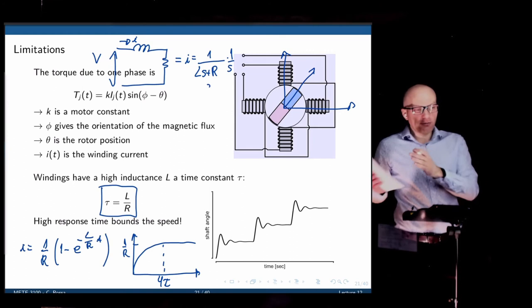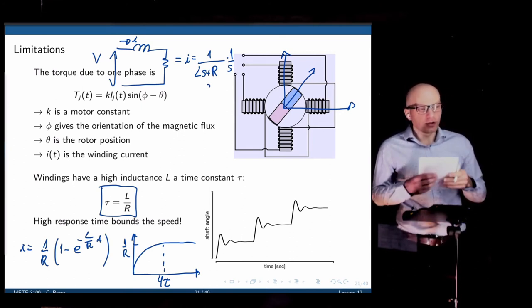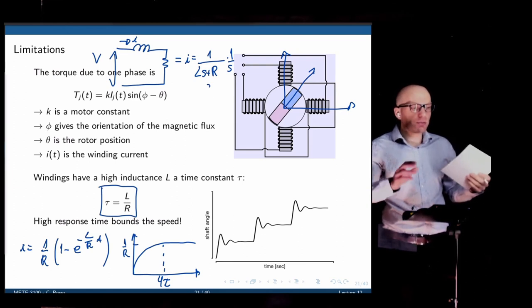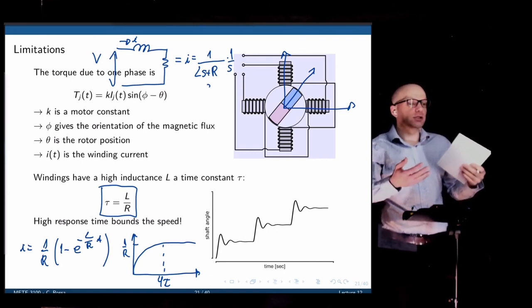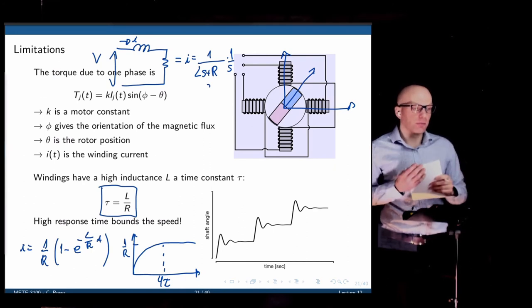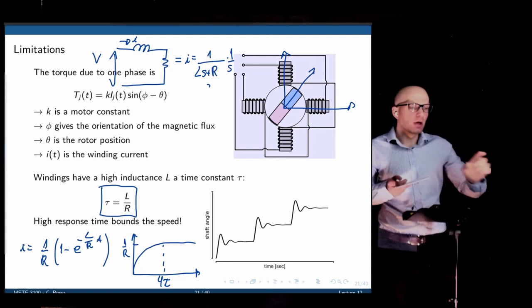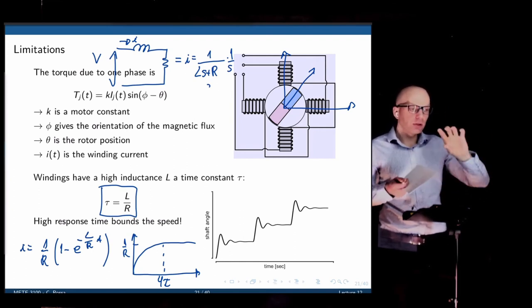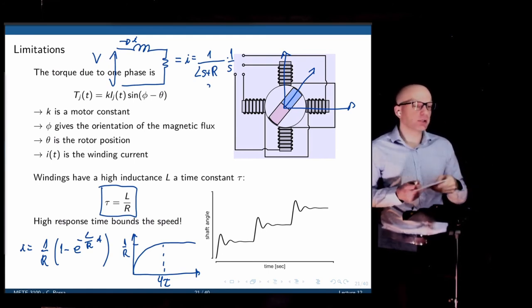If we don't give enough time for the coils to go from 0 to 1 over R, then we are not developing the full current, which means that as we increase the switching frequency of the coils, the faster the rotor rotates, the less current we see in the coils, and therefore the less torque we'll see. If we apply a switching frequency to the motor, let's say you go from A to B and to C, and you do that very fast, at one point the motor simply vibrates and doesn't rotate anymore because it doesn't have enough time to let the current develop.